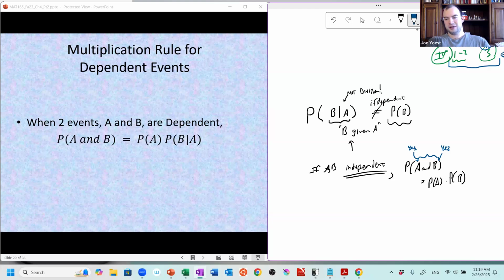How often does A occur? A occurs with probability of A. And then B also has to occur. So of the times that A occurs, of the times I can say, yes, event A happened, what proportion of those has B happened? Well, probability of A times probability of B.